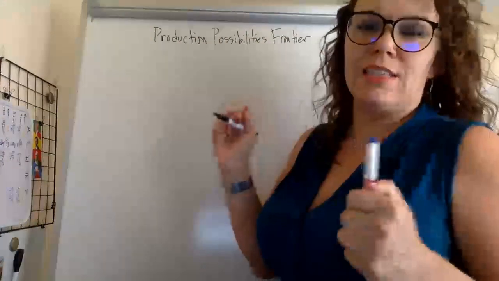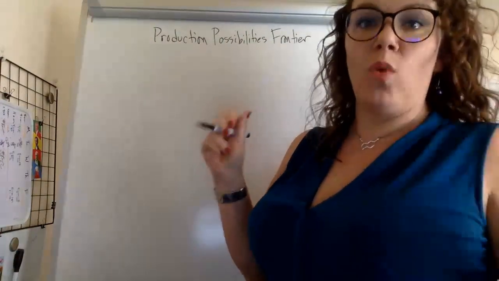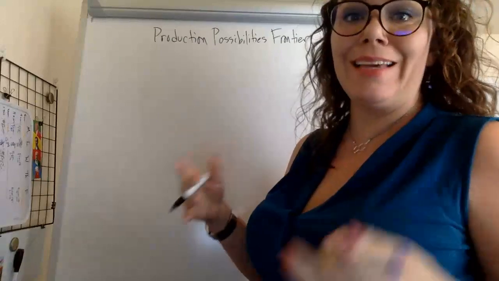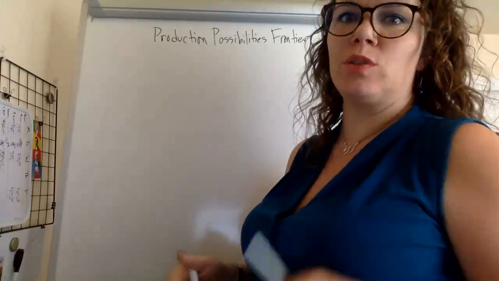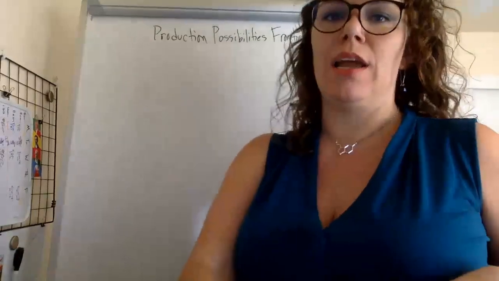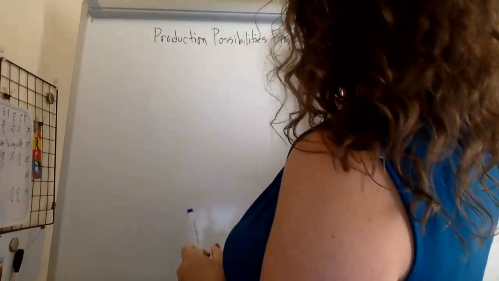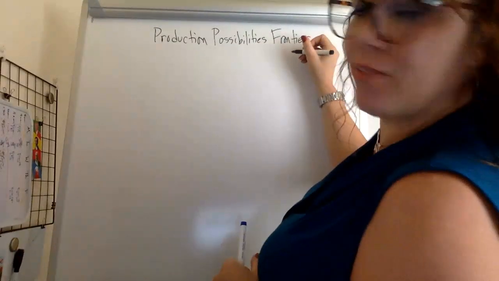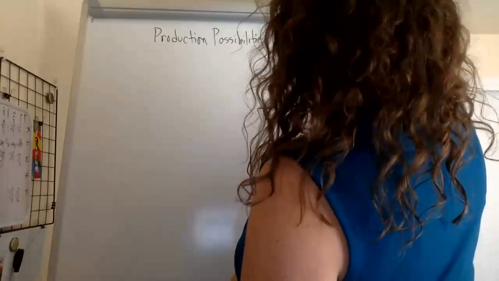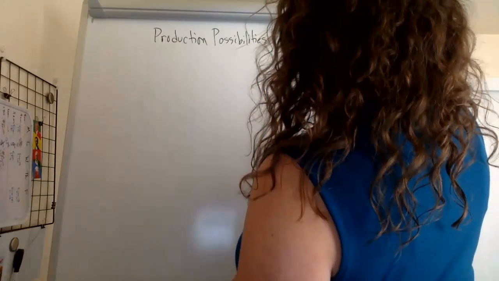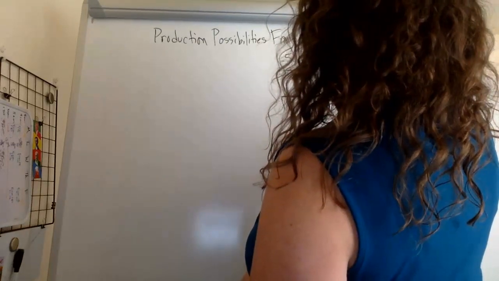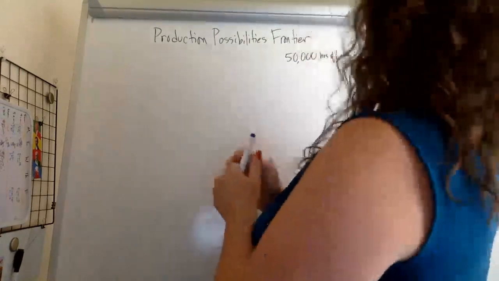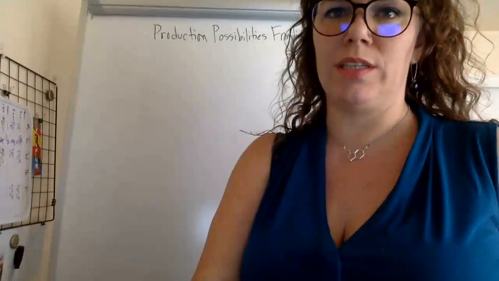In this example, our one input is labor, one of our factors of production, and we're going to use that labor to either produce computers or wheat. We're going to assume that our total input is 50,000 hours of labor, and we can use that to produce either computers or wheat.